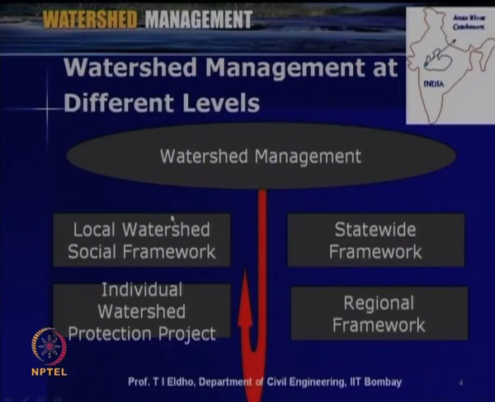The next level can be the local watershed within a social, environmental and sustainable framework. This is formulated maybe for a district, or for various blocks or villages, depending upon the need. So, the third one is the local watershed within the social framework for that particular area. And finally, it can be an individual watershed. This depends upon the requirements and characteristics of that particular watershed.